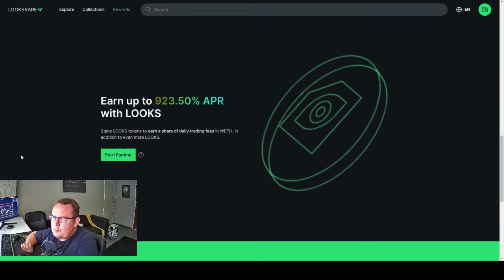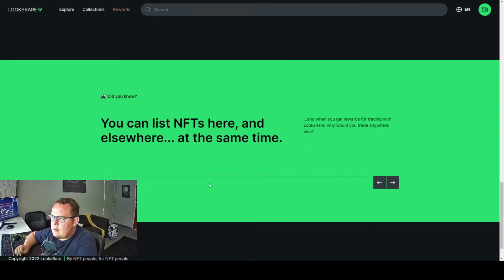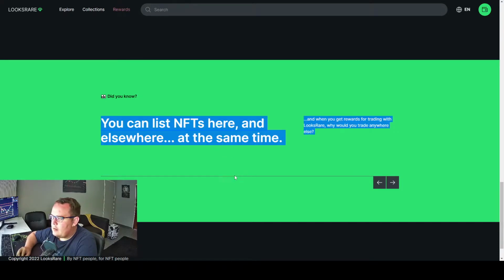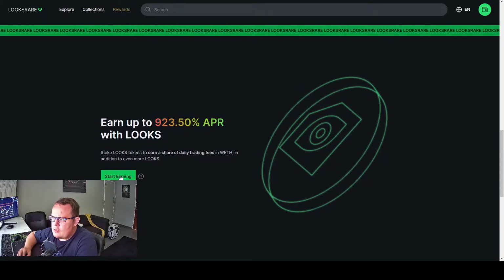Earn up to 923.5% APR with LooksRare. Stake LOOKS tokens to earn a share of daily trading fees in WETH in addition to more LOOKS. You can list NFTs here and elsewhere at the same time. But let's go to the earn section.